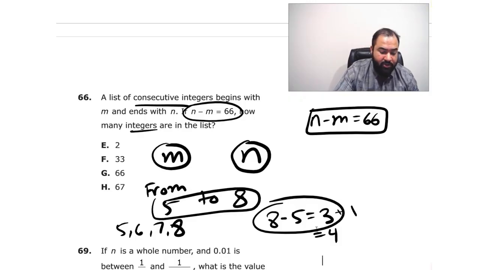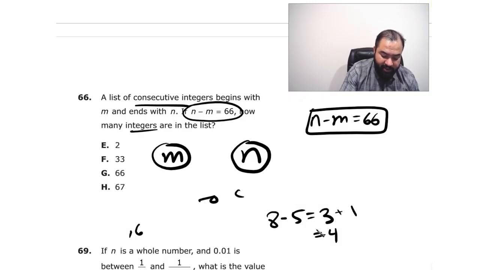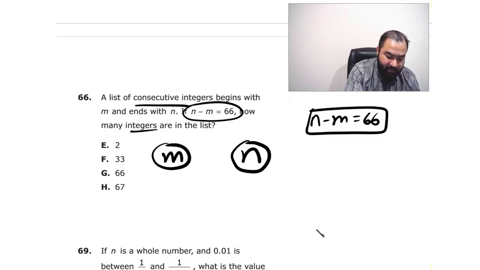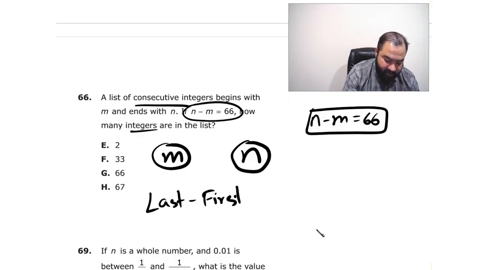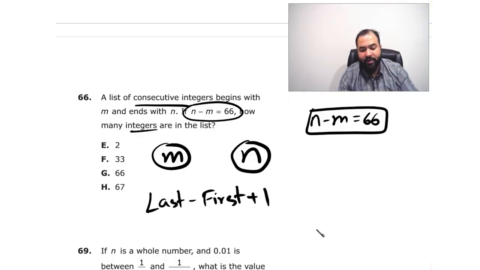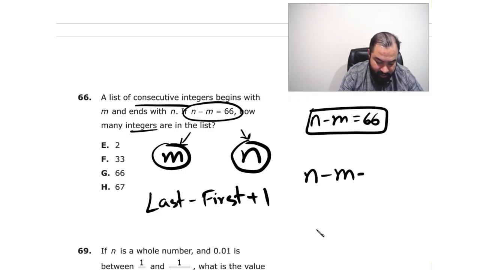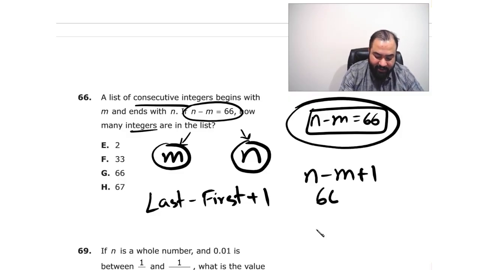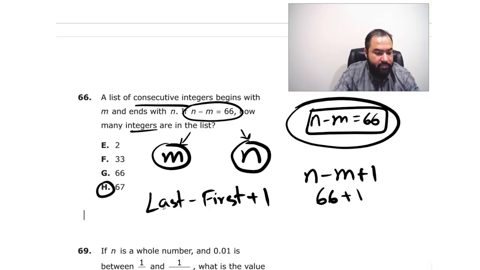That's the rule. Let me explain the rule again. If you want to find how many integers there are, you do the last one minus the first one and then plus 1. That's how you find how many integers there are. Now look at it. Here my last one is n, so minus m. So you do n minus m and then plus 1. The good news is they already told you n minus m is 66. Just add 1, 67. That's it.